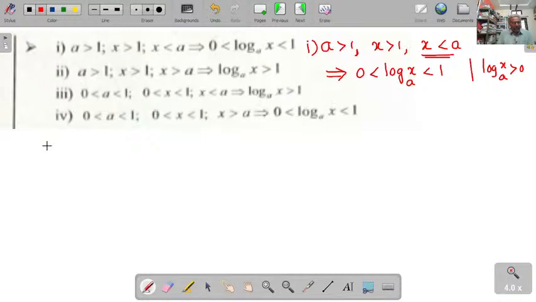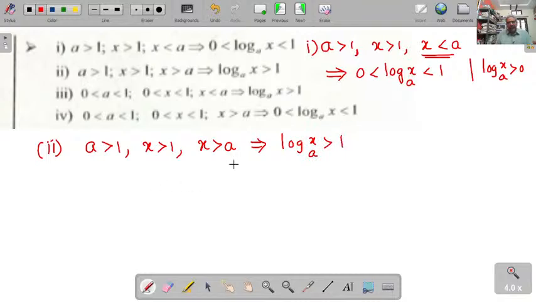Next, the second one. When a is greater than 1, that means the base is greater than 1, and the number is also greater than 1, x greater than a. Obviously, if you apply the logarithm, log x to the base a will be greater than 1. Clear?